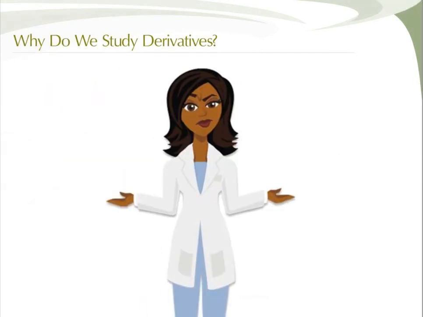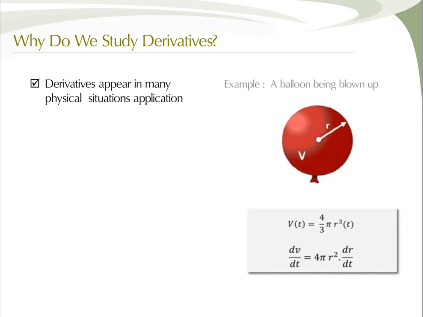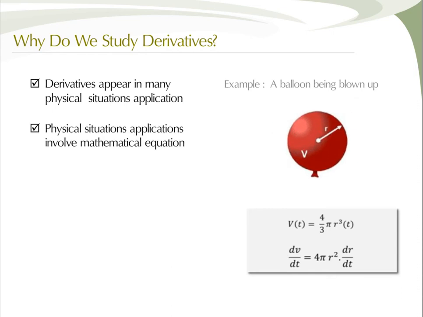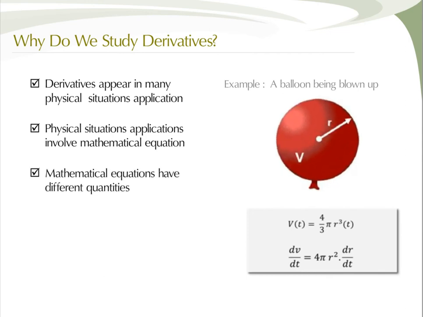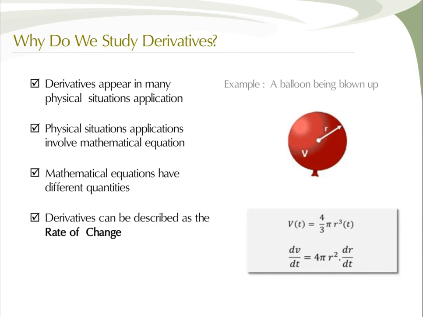Now, you must have wondered, when we were talking about the derivative in previous chapters, why do we really study the derivative? Well, one reason is that it appears in many physical applications. Many physical applications have mathematical equations related to them. These equations have different quantities, which depend on some variables or functions of some variable. If we are interested in the rate of change of this quantity with respect to this variable, then we take the derivative of this quantity with respect to this variable. So one interpretation of the derivative here is the rate of change.